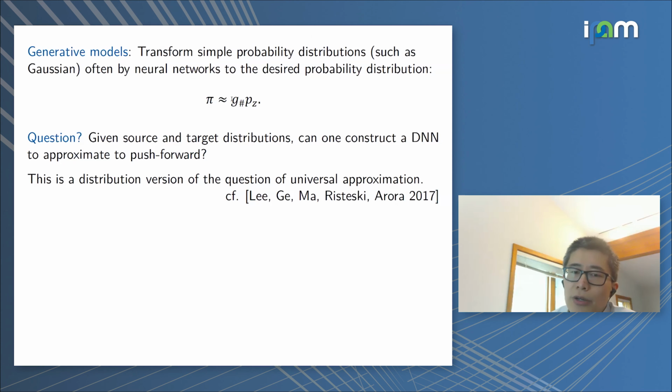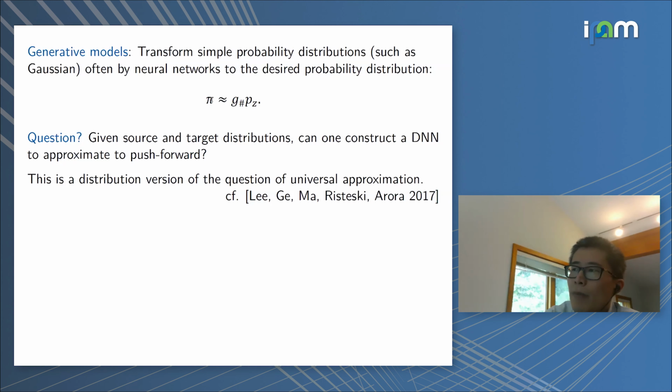In this talk, I'm not going to talk really about GANs. For example, I will always assume that my pi is given, okay? In the usual generative model setting in machine learning, pi is given by an empirical measure, some sample points. But here, I would really want to turn the question around and ask: suppose my pi is specified, and P Z is also specified.